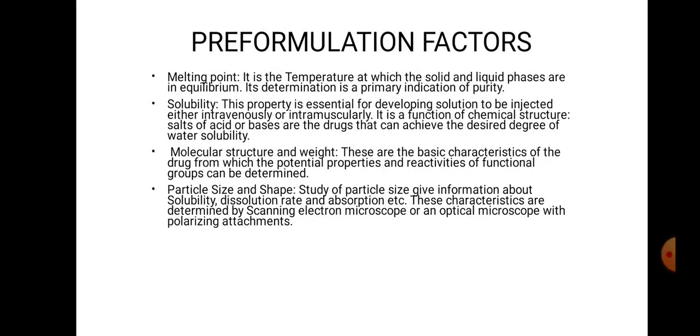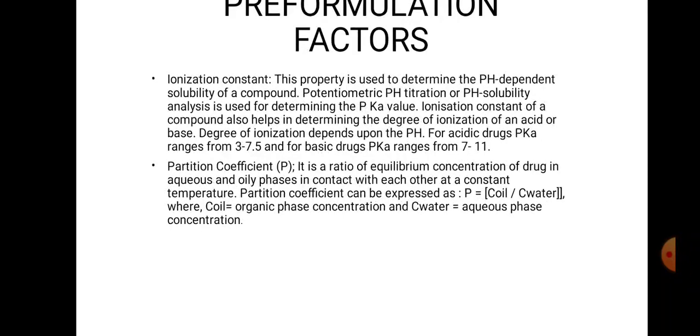Next one is the ionization constant. This property is used to determine the pH dependent solubility of the compound. Potentiometric pH titration or pH solubility analysis is used for determining the pK value. Ionization constant of a compound also helps in determining the degree of ionization of an acid or base. Degree of ionization depends upon the pH. For acidic drugs, pK ranges from 3 to 7.5 and for basic drugs, pK ranges from 7 to 11.